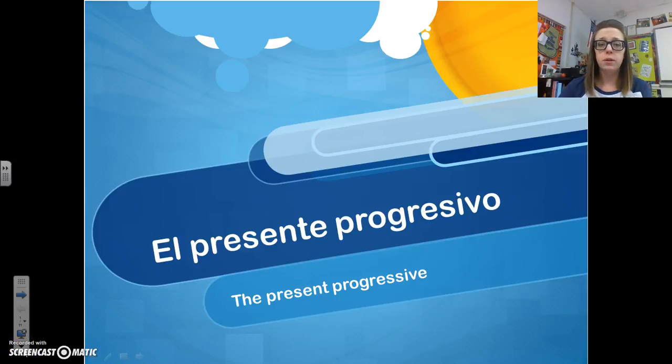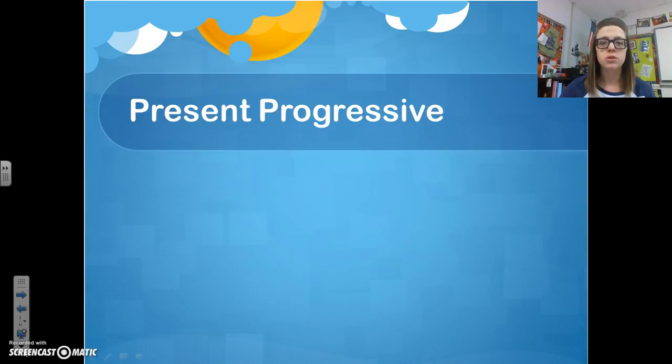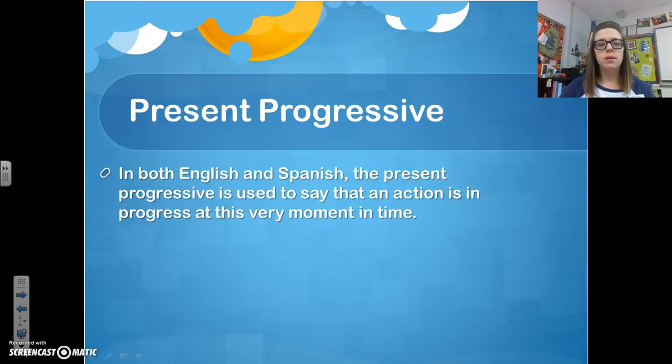Today's lesson is over el presente progresivo, or the present progressive in Spanish. Okay, in both English and in Spanish, the present progressive is used to say that an action is in progress at this very moment in time. So it's happening right now, at this very moment.